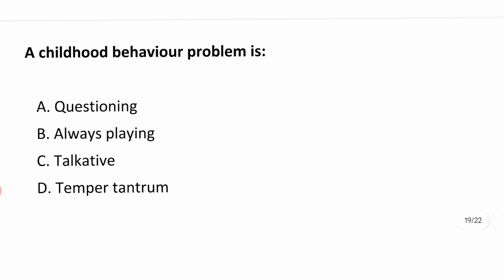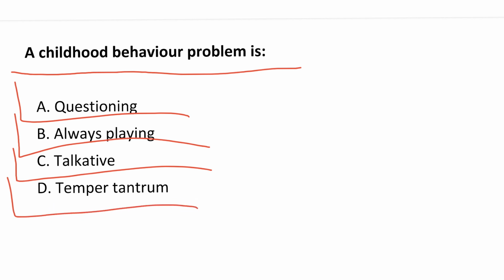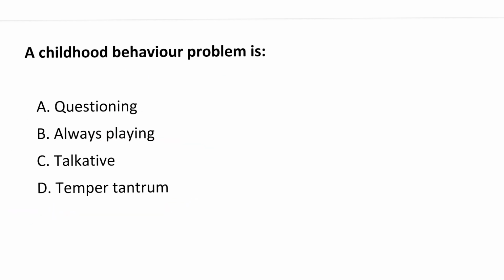Next question. A childhood behavior problem is option A, questioning. Option B, always playing. Option C, talkative. And option D, temper tantrum. And the correct answer is option D, temper tantrum. Temper tantrum is the childhood behavior problem.